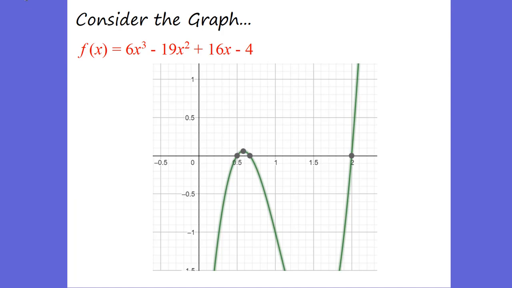So let's consider this graph right here. We have the graph of the function f(x) = 6x^3 - 19x^2 + 16x - 4. I graphed it using GeoGebra, and take a look right here. We have a real zero at x = 2, okay? And we also have a real zero right here at 0.5. We have another real zero right here at some fractional value. So I know some of my real zeros of this function. I have 3 possible real zeros, and I have 3 real zeros where it crosses the x-axis.